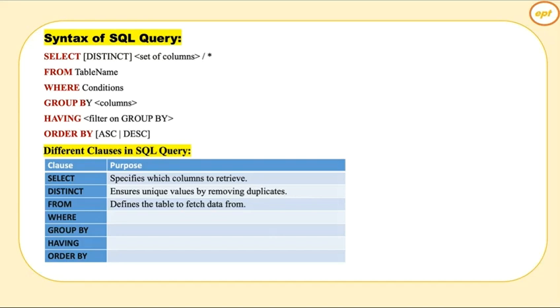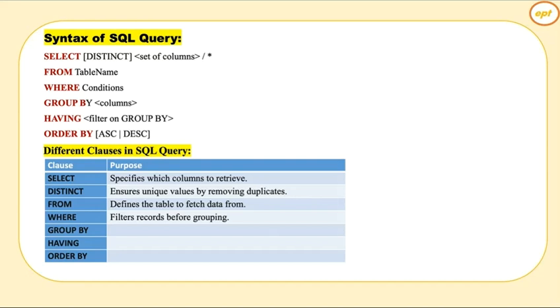Now what is the next clause? Where. What is the purpose of the where? It will apply filters to your query. Whenever you are retrieving the data, it is not like you retrieve the complete table data. Sometimes the business requirement is different, and based on certain conditions you have to retrieve the data from the database. So using the where clause, you apply the filters before grouping the data.